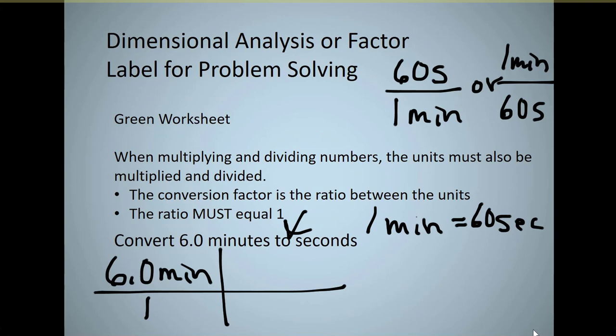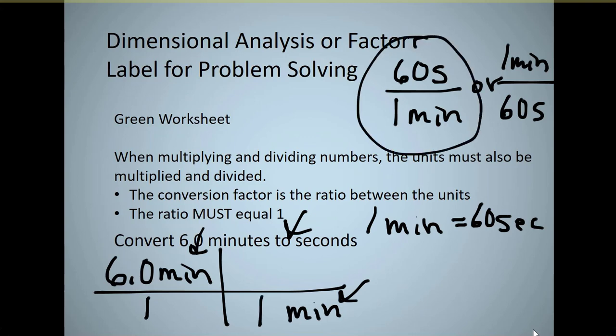So we have 6 minutes and we want to cancel out minutes. To cancel out, I need to put my conversion factor that has minutes here diagonally. So I will have minutes here on the top, and then I'll have minutes here on the bottom. The conversion factor I'm going to use is this first one. So I have 1 minute equal to 60 seconds. And when I go ahead and work that out, I get 360, and my minutes cancels.